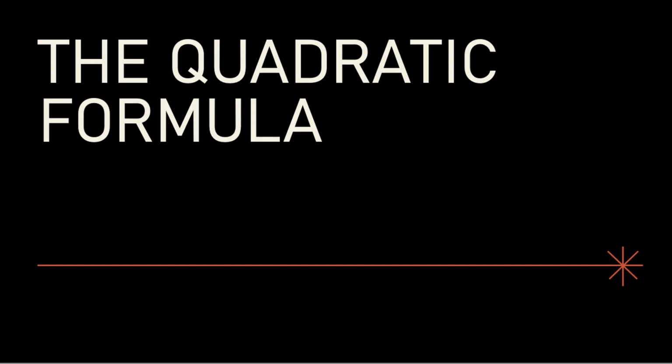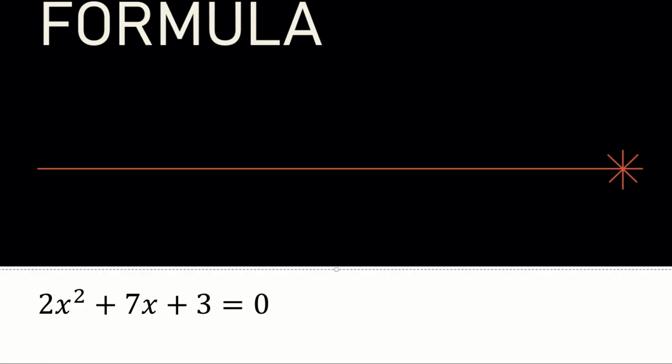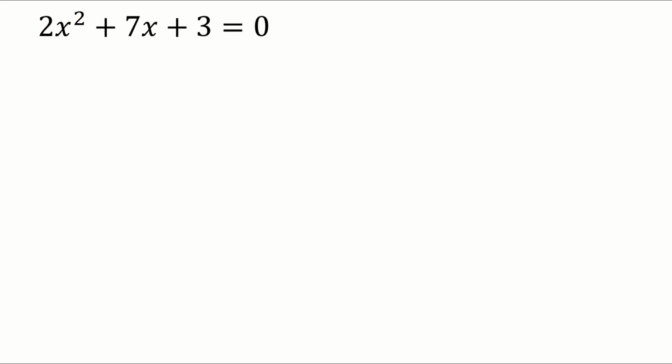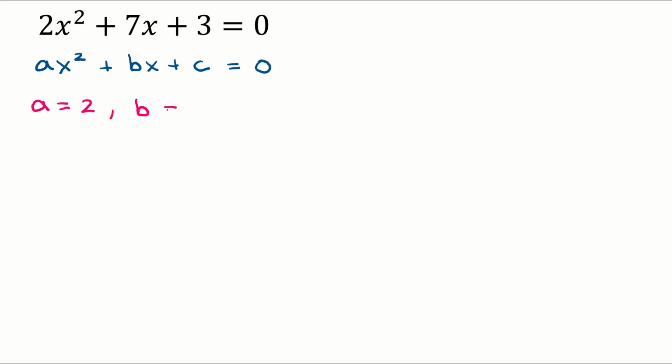Hi everyone, in this video we're going to learn how to solve quadratic equations using the quadratic formula. If we look at our first example, we can see that we have 2x squared plus 7x plus 3. Now remember, this needs to be written in standard form, so it needs to be written in the form ax squared plus bx plus c is equal to 0, which is exactly what we have in this case. This makes it very easy to identify that A is equal to 2, B is equal to 7, and C is equal to 3.